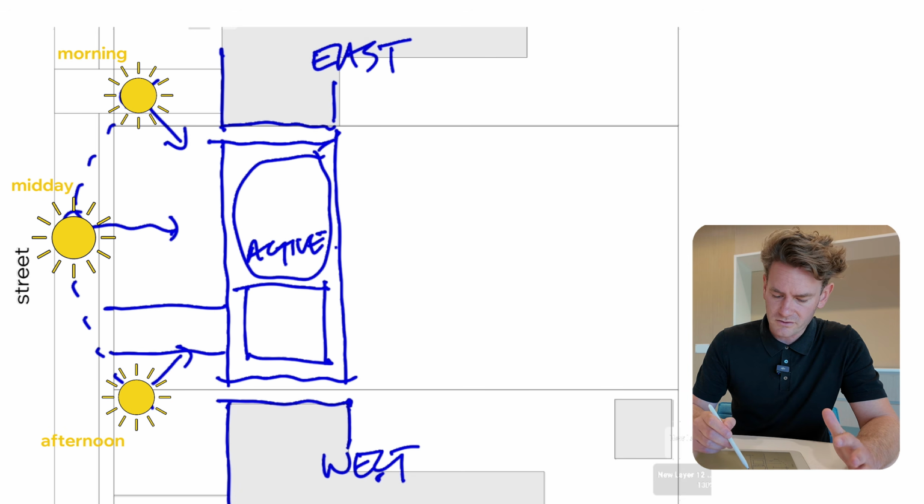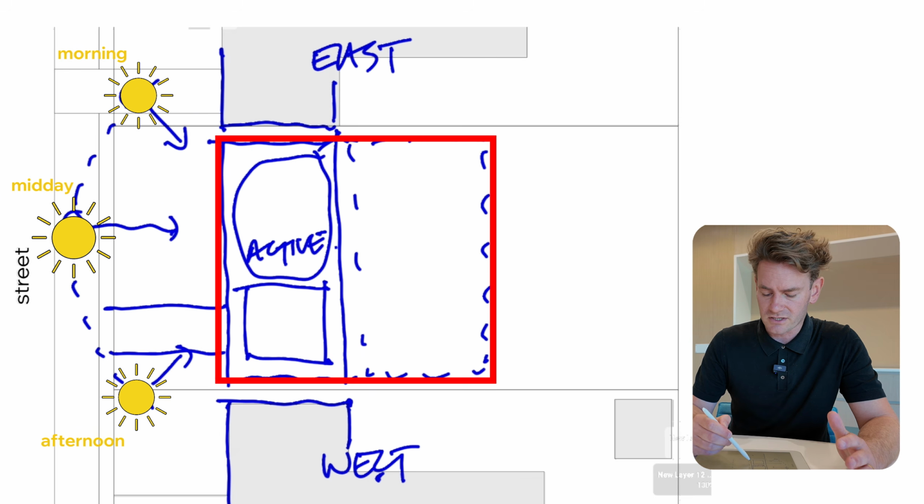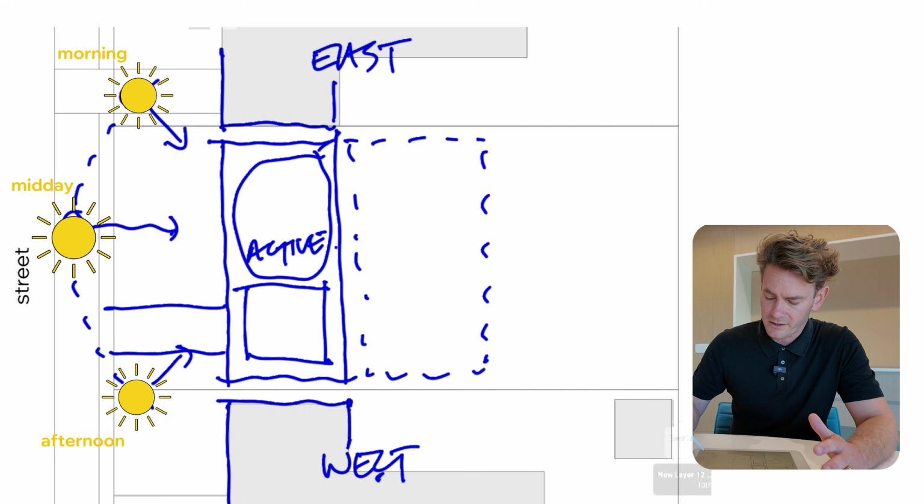So in terms of the rest zones, we don't want to continue the floor plan this way, because that creates the same condition as we had before with the very square floor plan.